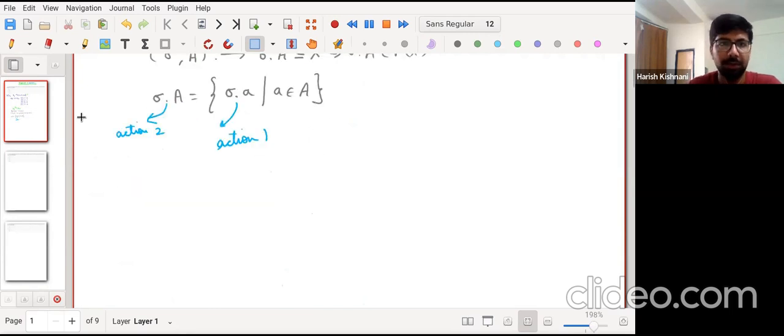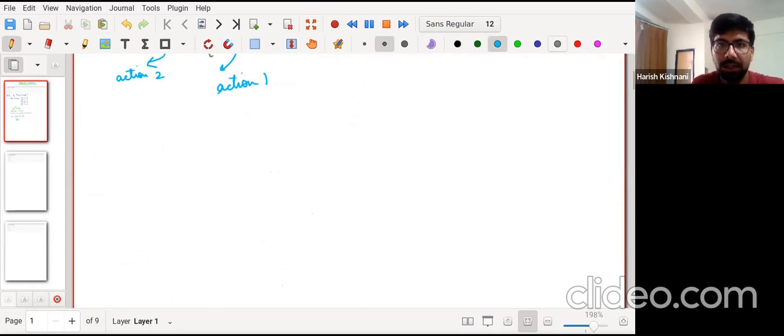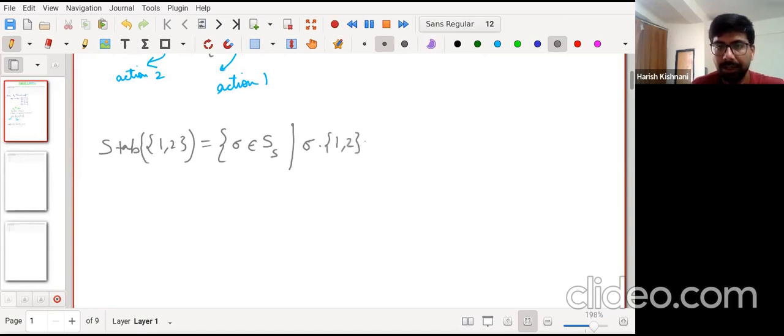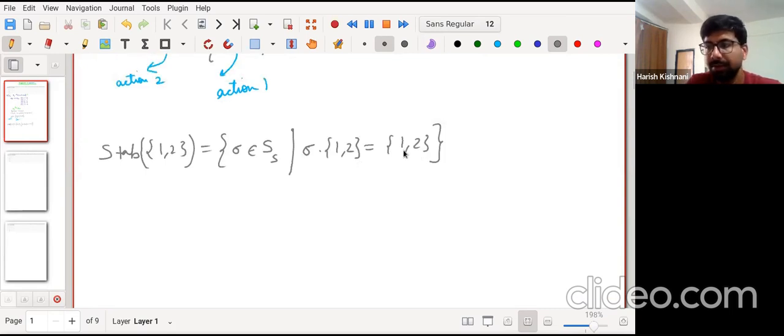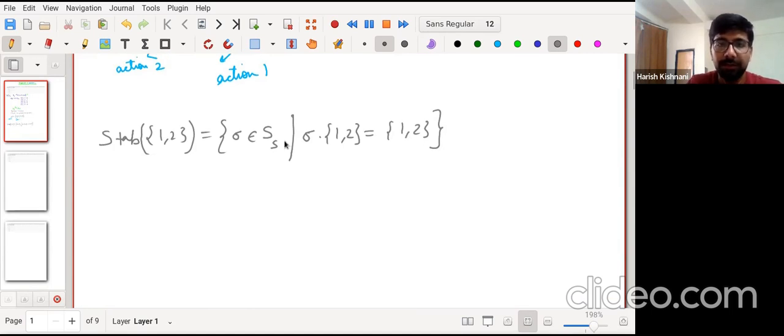I hope you know the definition of the stabilizer, but for those who are not able to recall it, let me state it once again. The stabilizer of this set {1, 2} is the set of all sigma belonging to G, that is S5, such that it fixes this subset, that is, sigma dot {1, 2} is again {1, 2}. So it stabilizes this subset: after the action, this set is again mapped to this set, not somewhere else. So we need to find all elements of S5 such that sigma of {1, 2}, which is nothing but the set {sigma of 1, sigma of 2}, equals {1, 2}.